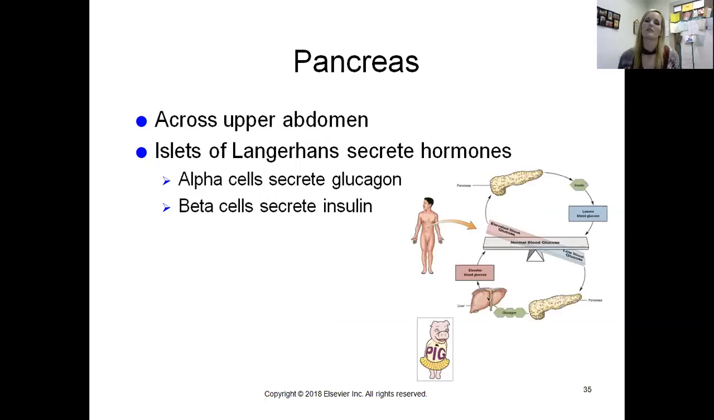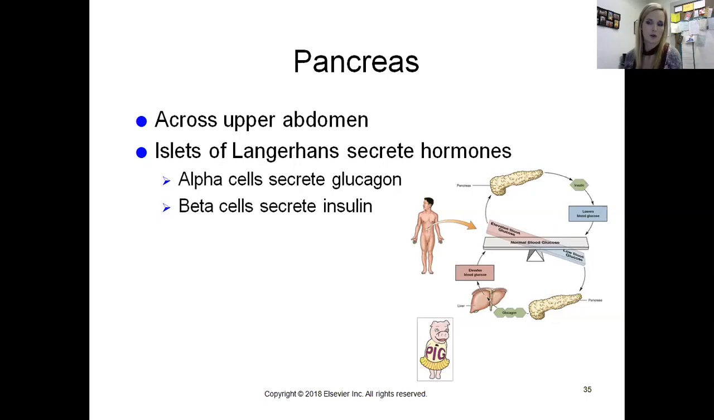All right, so then we have our pancreas. We labeled this as number 4. Our pancreas is a very important organ. It is located just across the upper abdomen. The type of tissue and cells inside the organ are called the islets of Langerhans, and specifically, they are the ones that secrete these hormones. There are 2 different types of cells, specifically of these islets of Langerhans, alpha and beta. Alpha cells secrete the hormone called glucagon, and beta cells secrete the hormone called insulin.